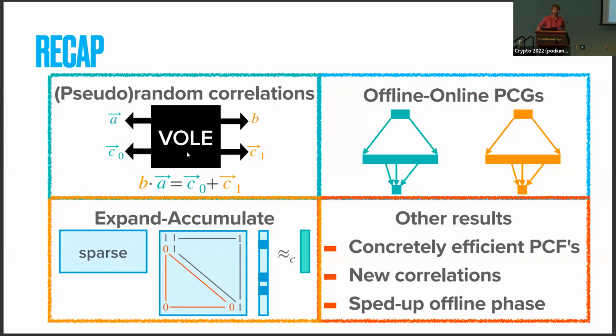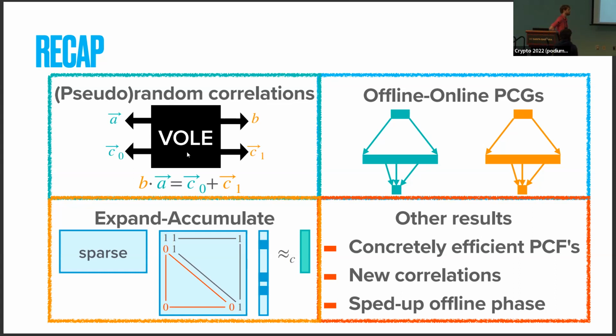Any questions? Okay, maybe I can ask a question here. You mentioned that the offline phase is cache friendly, and in the online phase you need to do random access. Does that mean that the output of the offline phase is actually something linear in the number of VOLEs that you need to generate?